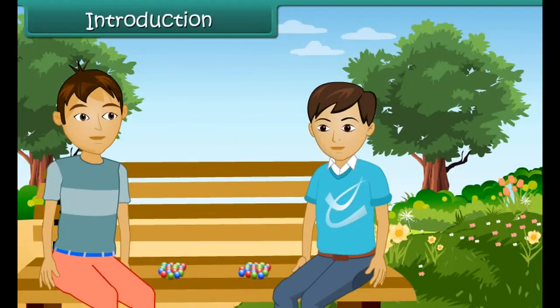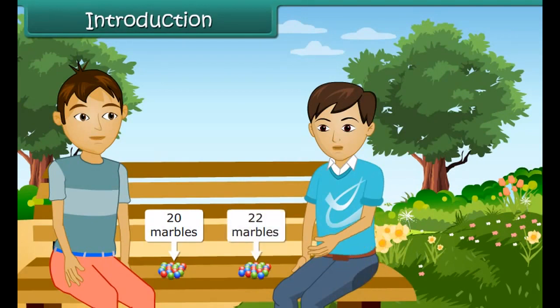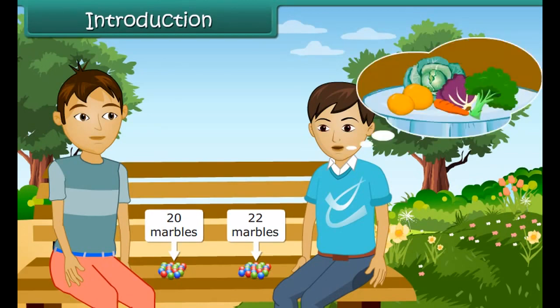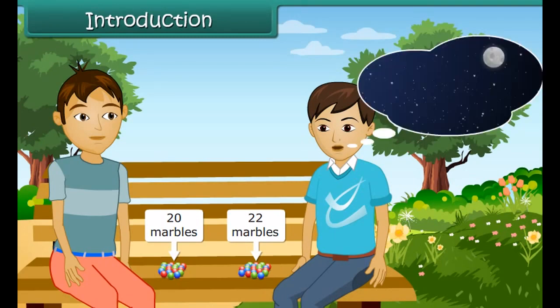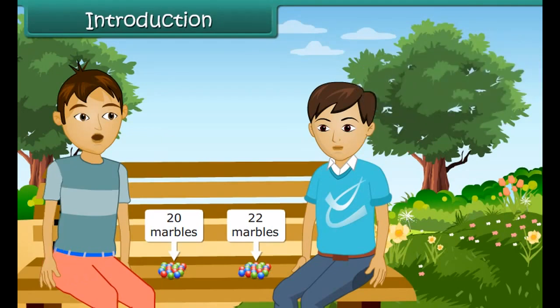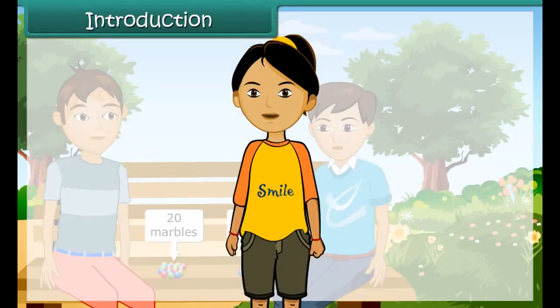Introduction. I have 20 marbles. I have 22 marbles. Wow, I have more than you. We can count the things around us like vegetables, cars, etc. Certain things cannot be counted, like stars in the sky, hair on our head, etc. Mathematically, you are talking about whole numbers. Let us learn about whole numbers in this lesson.